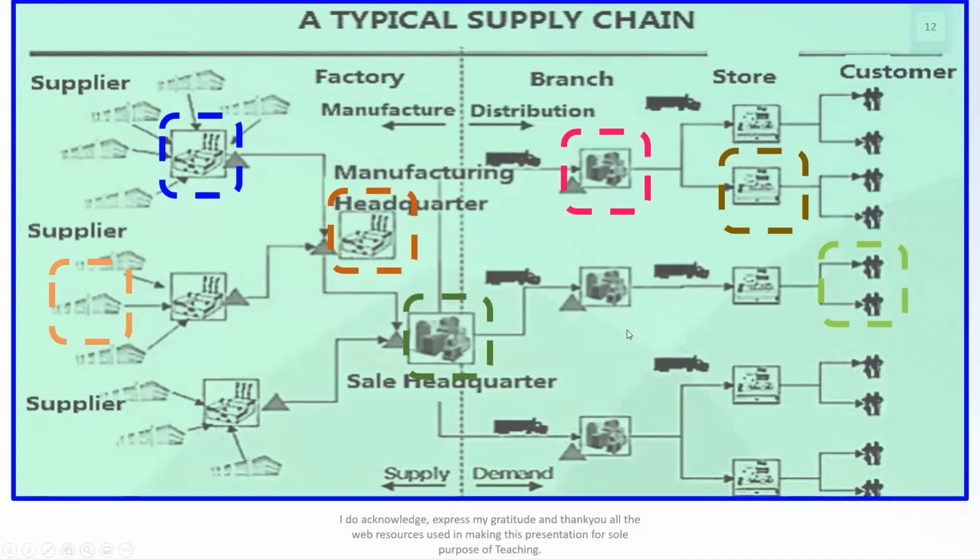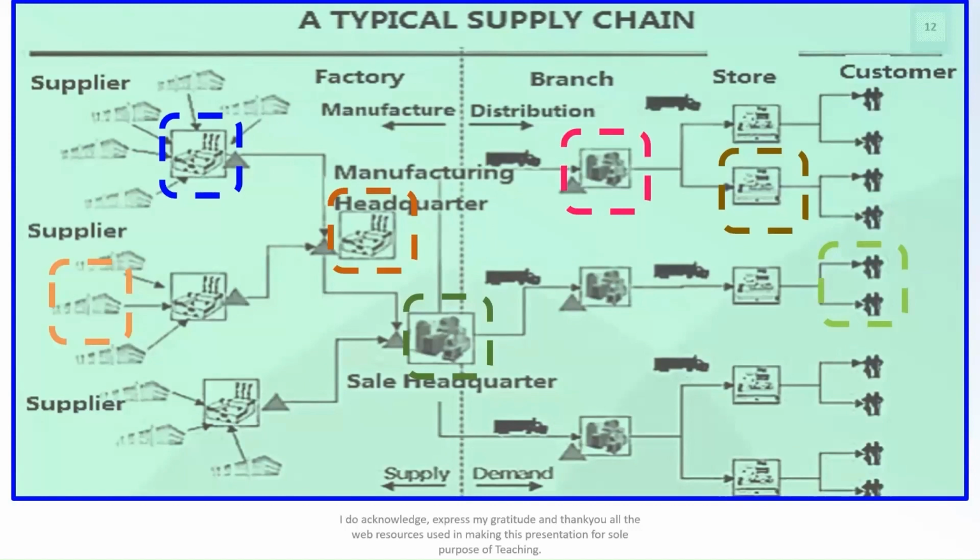So now the right-hand side belongs to the distribution side of it. You can see the trucks moving. They are moving to the different distribution branches. Then it goes to stores. And from stores, it goes to the customer. So the second half of the picture is the demand side of supply chain, whereas the left-hand side is the supply side of supply chain. So supply one side, demand one side.